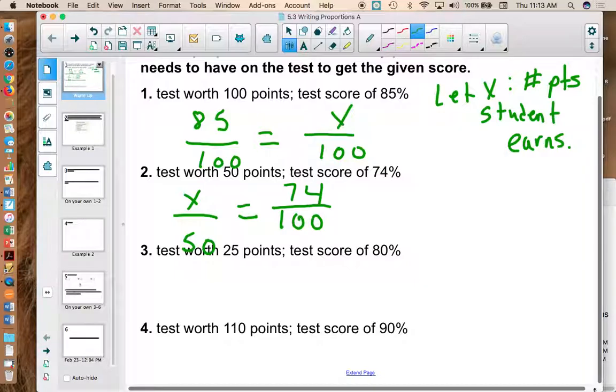All right, tell me this, ladies and gentlemen. Do you have x over 25 is equal to 80 over 100? Good.